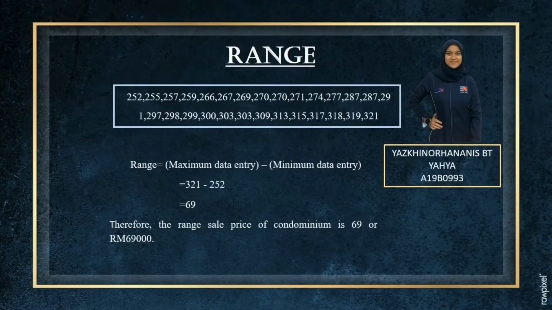How to find the range? Range equals maximum data entry minus minimum data entry. 321 minus 252 equals 69. Therefore, the range of the sale price of condominiums is 69, or 69,000.